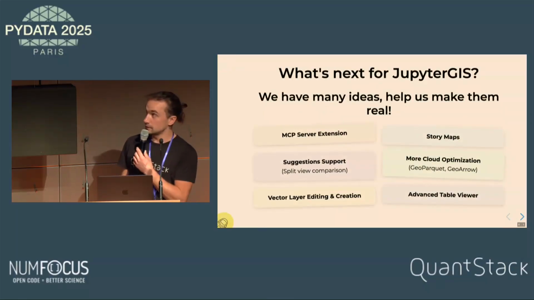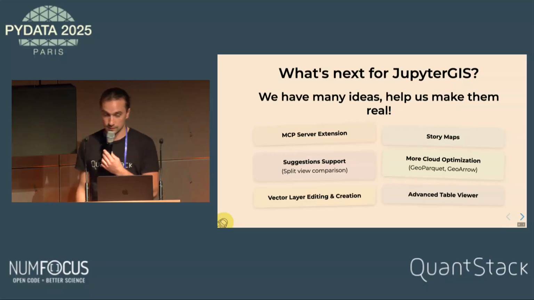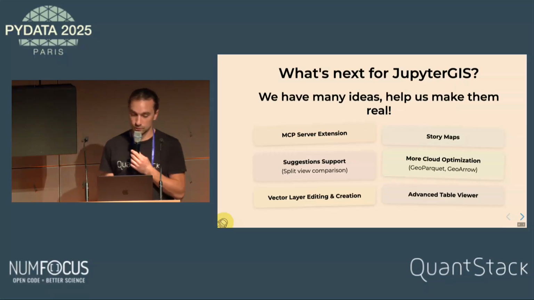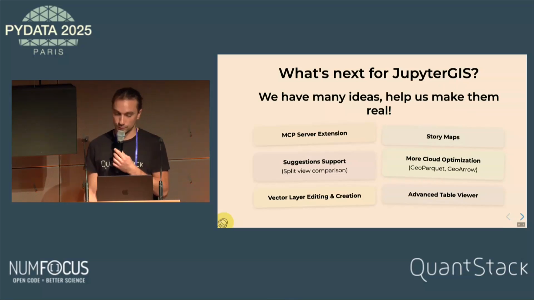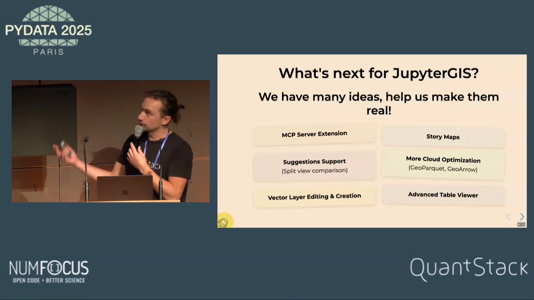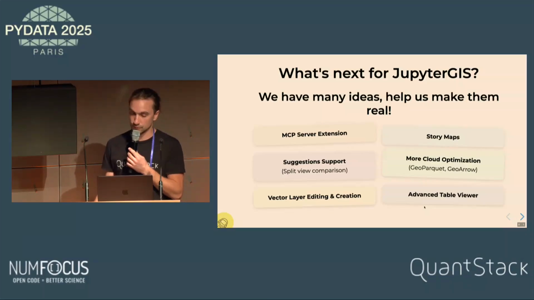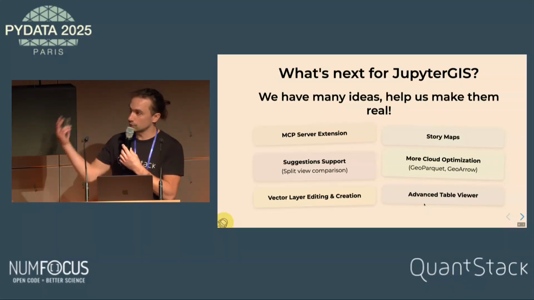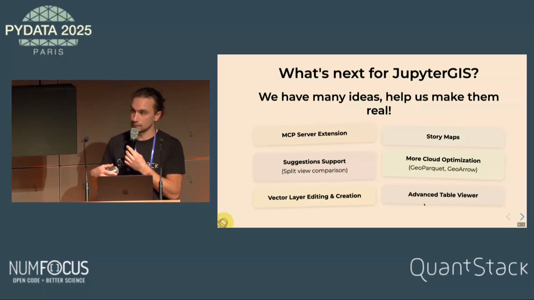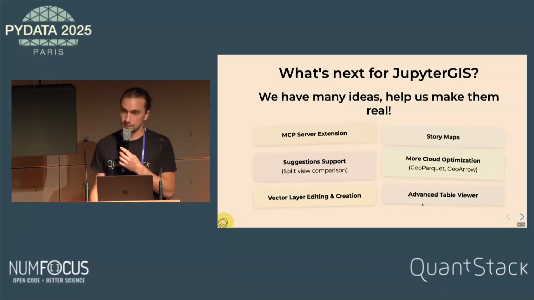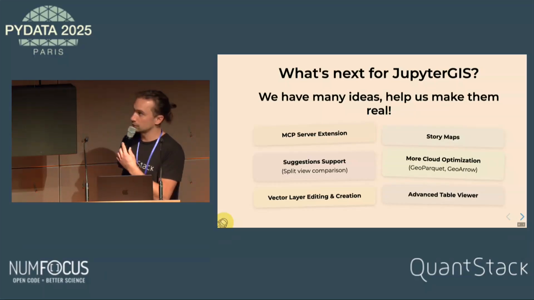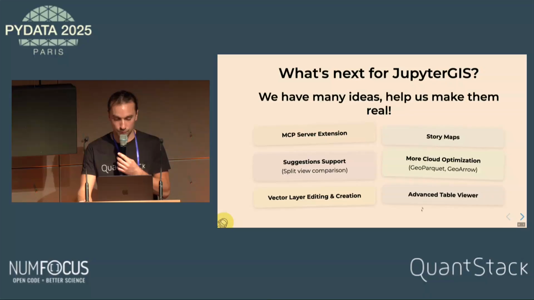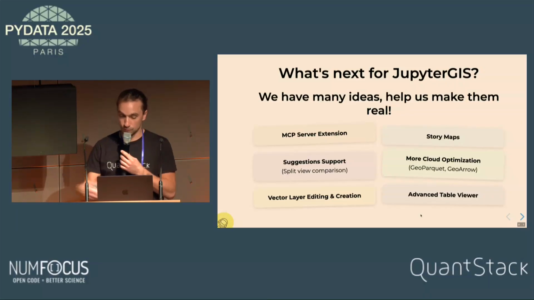So we have many ideas for what's next for JupyterGIS. We would like to make an MCP extension as well, just like for JupyterCAD. We would be close to it, I guess. We would love to build story maps. So the idea we have with story maps would be to make documents that tell a story around your data, where you would browse the story. It would move around the map and show you information about your data. And many other ideas. So if you also have some ideas, please come and talk to us later.